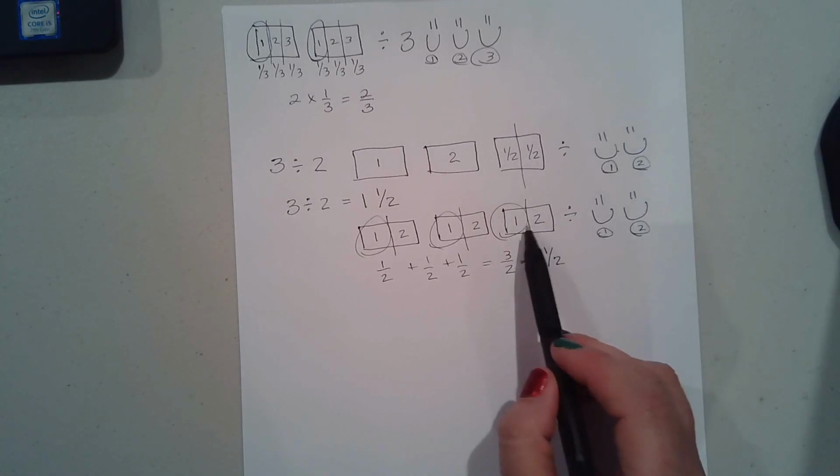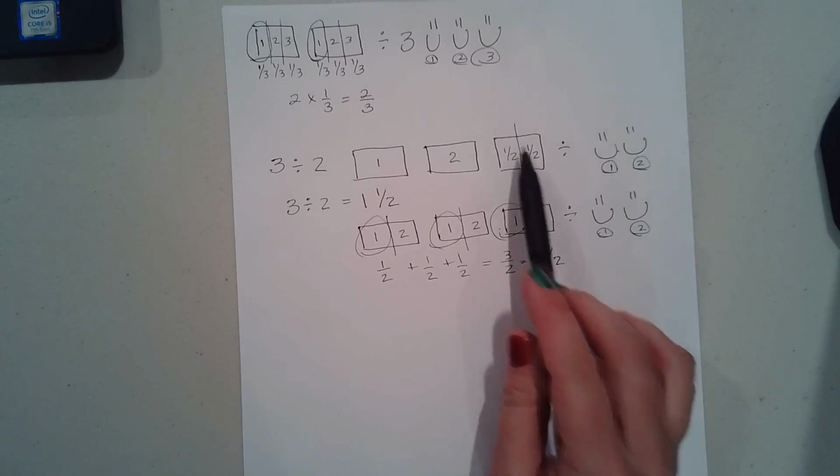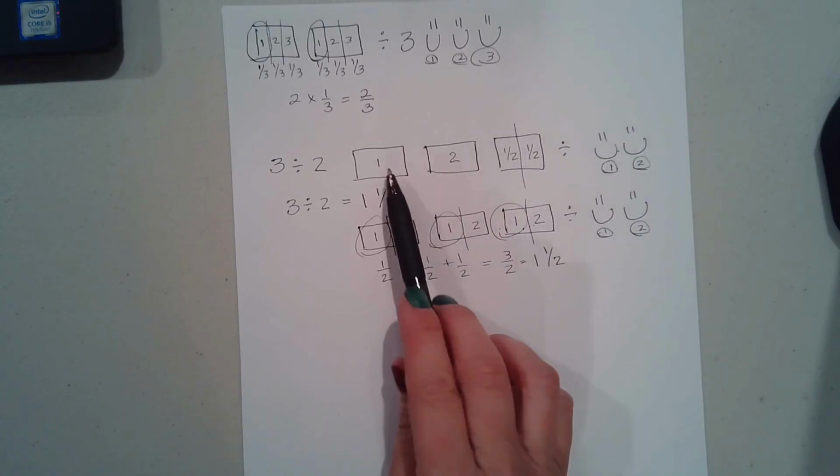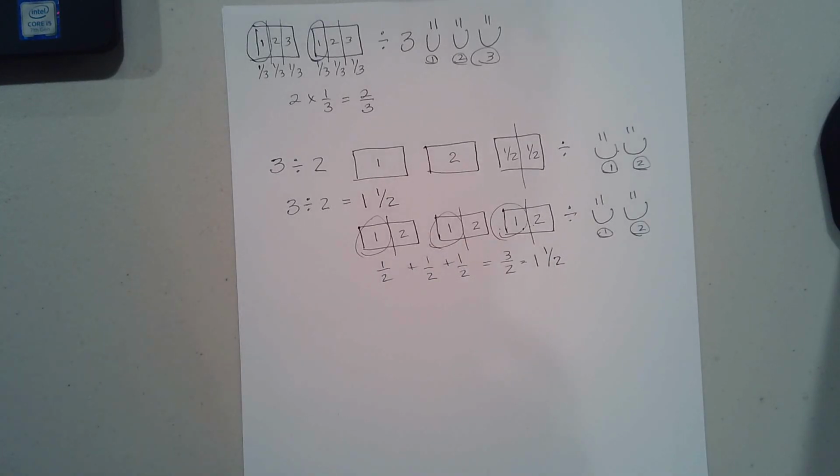So, because we had 1 cracker remaining, we had to divide that in half in both problems. But in this one, we did a pass out. In this one, we cut each cracker up.